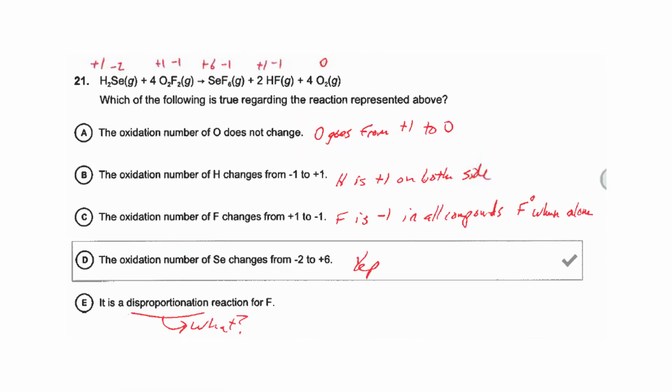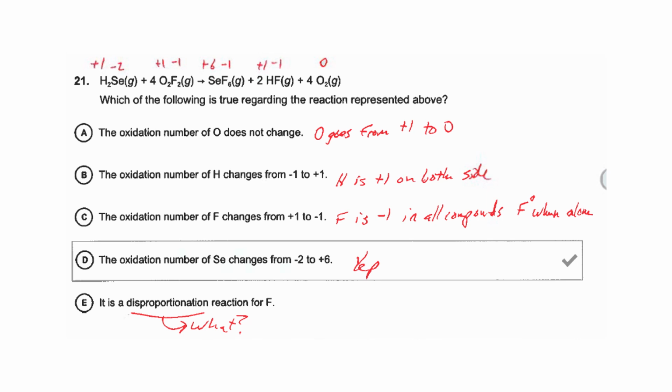Which of the following is true regarding the reaction above? There's lots of mentions of oxidation states in the answers. So I looked to try to figure out which oxidation states were right and wrong. I went through and wrote the oxidation states on the top. Hydrogen's +1, selenium's a -2, then O2, F2. That's the one time oxygen's going to be positive. When it's with fluorine, fluorine gets a -1, so the oxygen has to balance it out. And then on the other side, oxygen's a 0, and kind of working that way.